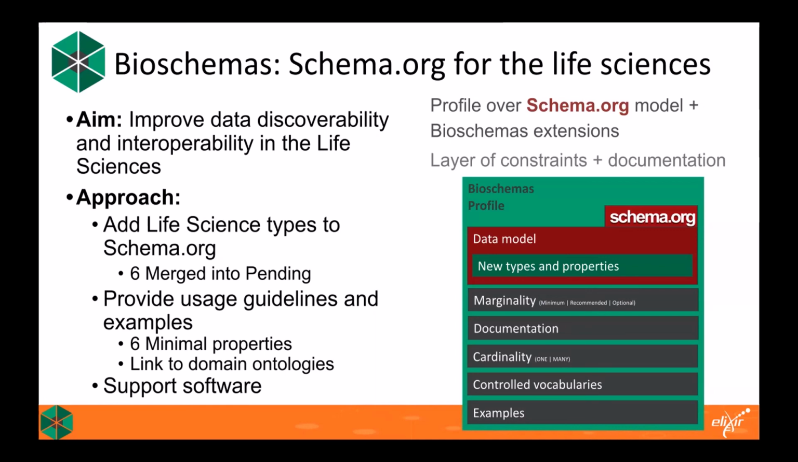Our usage guidelines recommend about 6 minimal properties, maybe up to 10. And this is because people are lazy. We don't like to do lots of markup in our sites, but 6 to 10 is about the sweet spot of what people will sit down and actually implement.